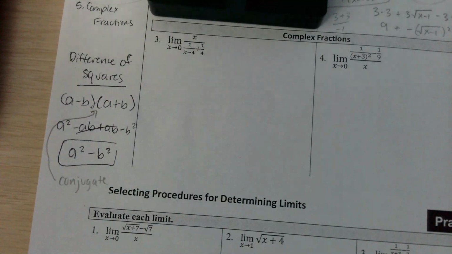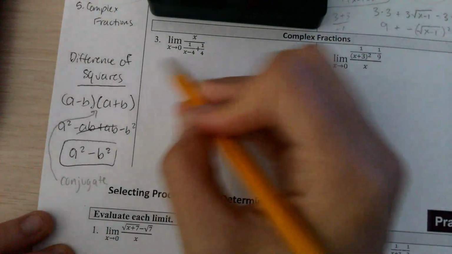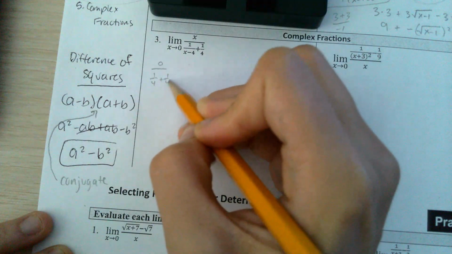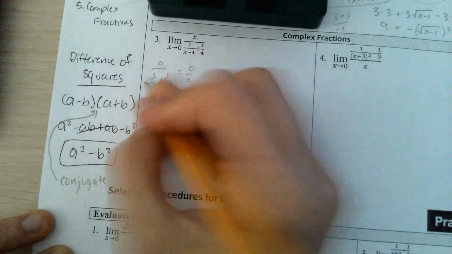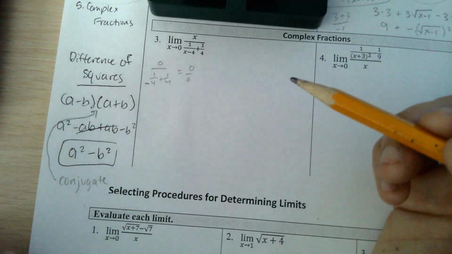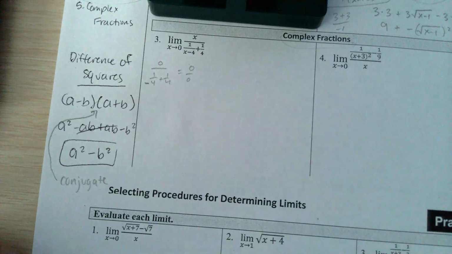Okay, so for complex fractions, again, we can try direct substitution first. If we plug in 0, we get 0 over 1 over negative 4 plus 1 over 4, which is 0 over 0. Sorry, negative. So we can't do direct substitution, so we have to do something different. This is already in the complex fractions section, so we're going to do complex fractions.